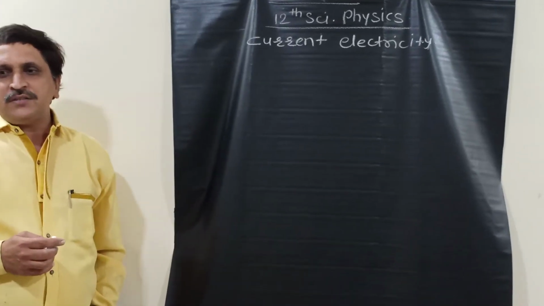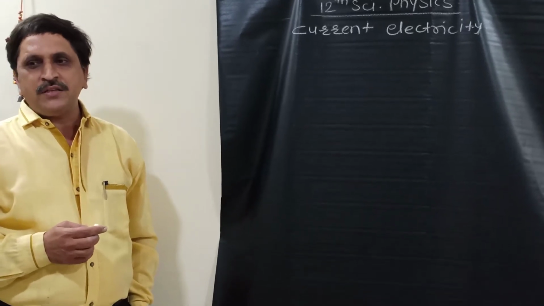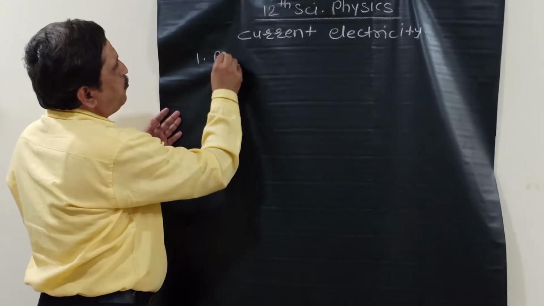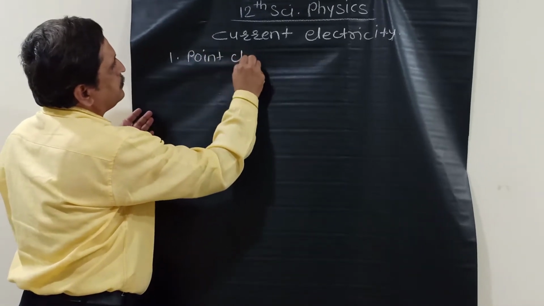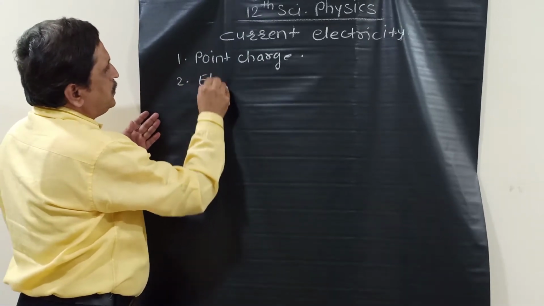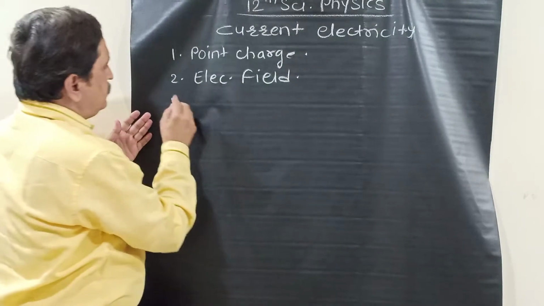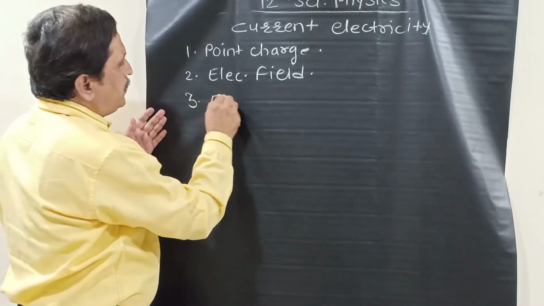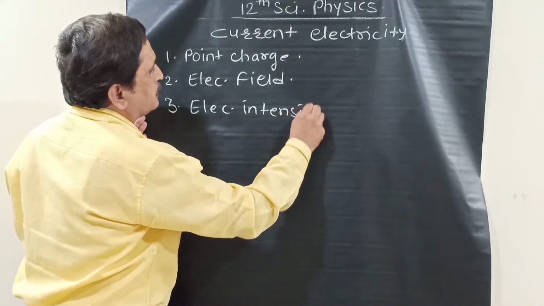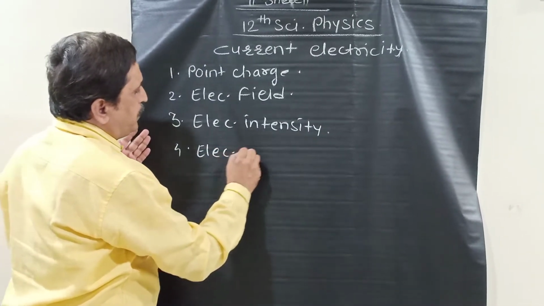Before going to start this chapter, we should know some basic terms related to this chapter. Which are these terms? We will see one by one. First one, point charge. Second one, electric field. Third one, electric intensity. Fourth one, electric potential.